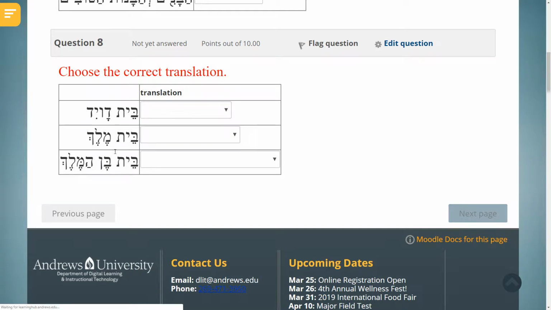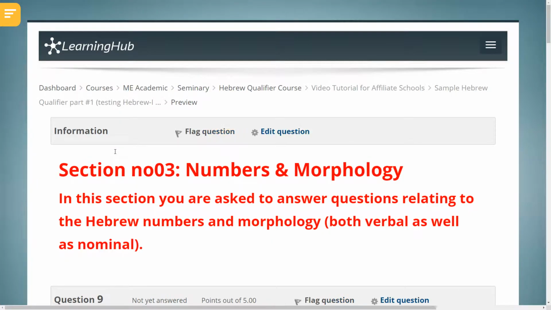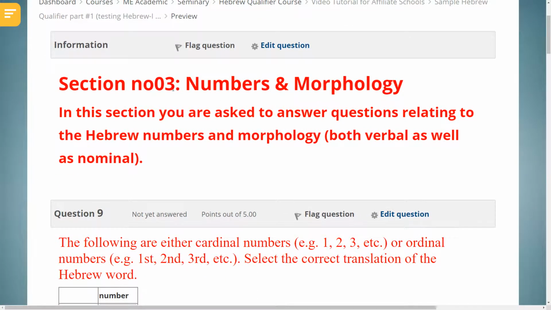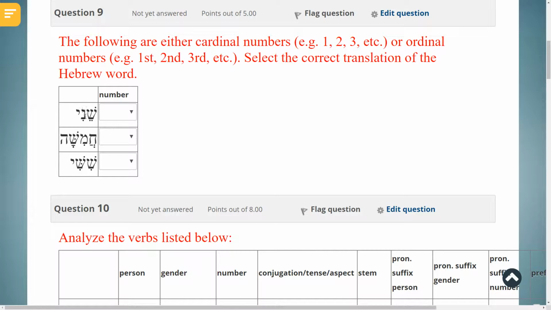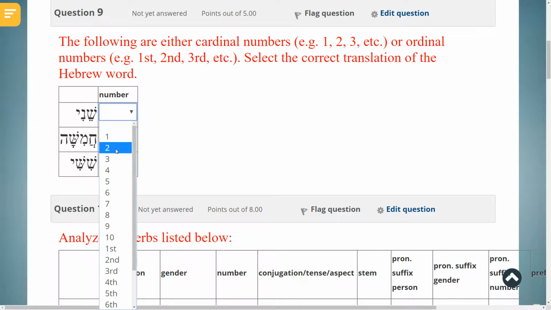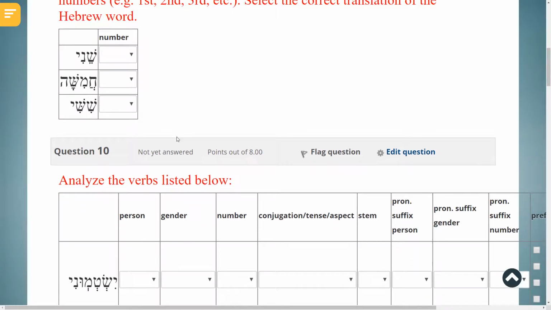Then we get into the third section of the first part of the Hebrew qualifier. Here, basic questions about number and morphology are asked. So, for example, here you are presented with a couple of Hebrew numbers, and you have to define whether it's a cardinal or an ordinal number and which number it is. So sheni, is that 2 or is it second? Or hamisha, is that 5 or is this 5th? So these types of questions you have to answer here.